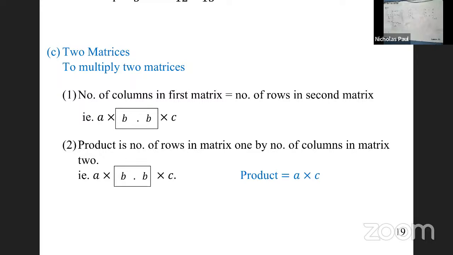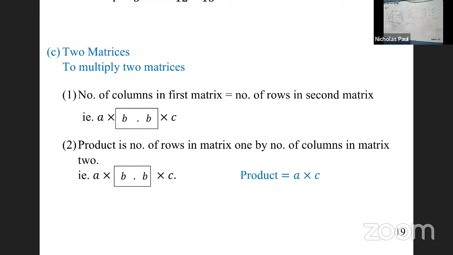These are the rules when multiplying two matrices. The first rule is if you have two matrices, the number of columns in the first matrix has to be equal to the number of rows in the second matrix. That's okay? Clear? So the number of columns in the first matrix has to be the same as the number of rows in the second matrix. And if those things hold, it means that the matrices are conformable.